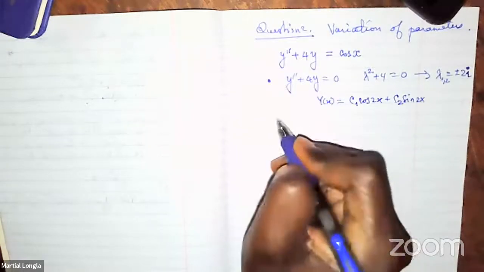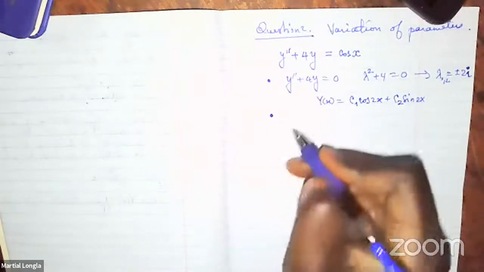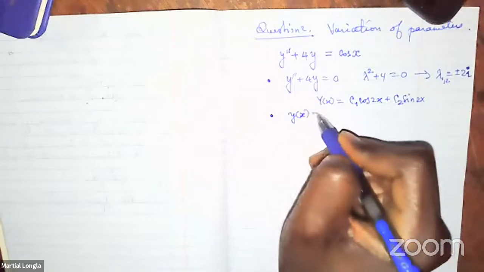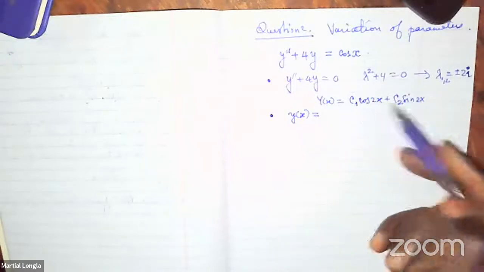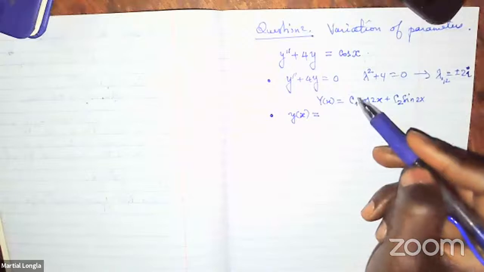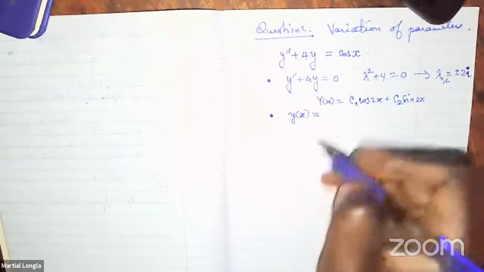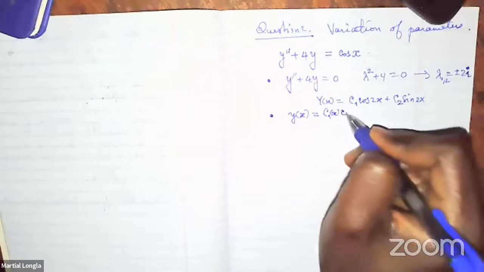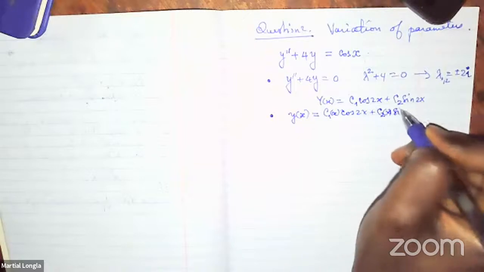So this is our solution of the homogeneous problem. And then we go to the second step, and I do want you to write all of this down when you're answering the questions on the test. Tell me that you are varying the parameters here. So y of x, the solution of the non-homogeneous problem, uses this answer in which you're varying the coefficients c1 and c2. That's why the method is called variation of parameters. So you got y of x equals c1 of x cosine of 2x plus c2 of x sine of 2x.